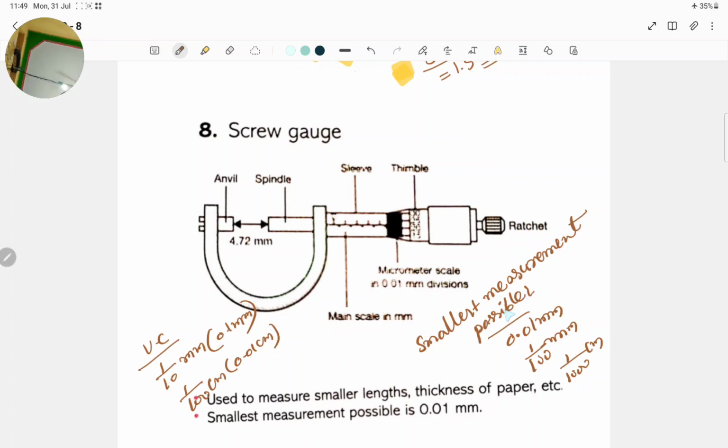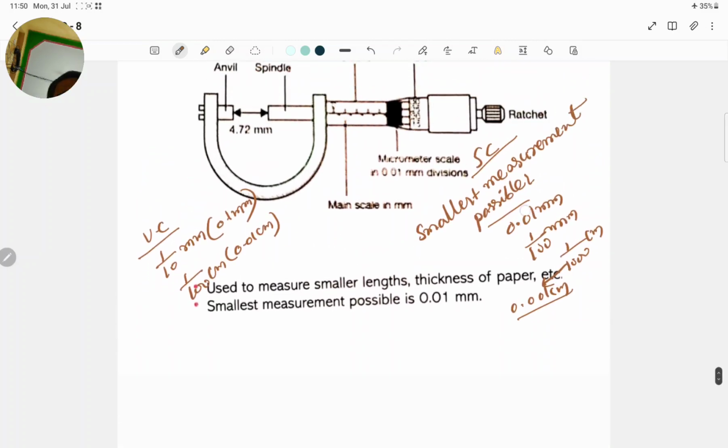Here is the measurement in the screw gauge. By using the screw gauge we can measure 0.01 millimeter, nothing but 1 by 100 millimeter or 1 by 1000 centimeter, 0.001 centimeter.